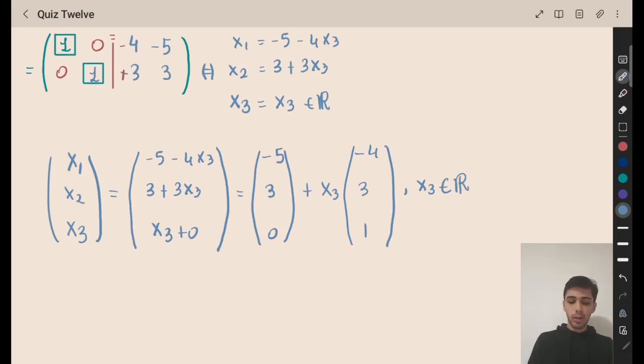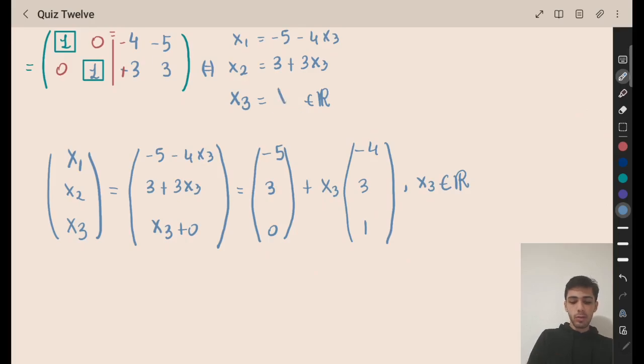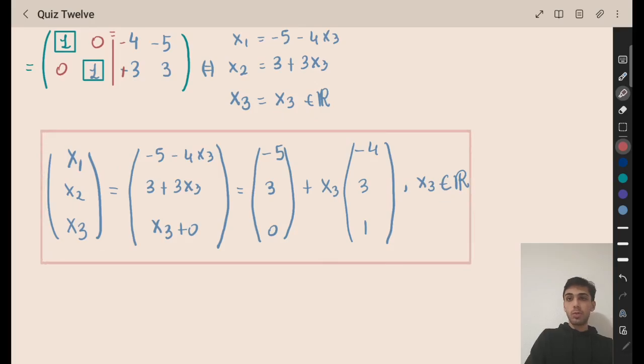Some people like to say, okay, let's set x3 to be some lambda, and I'll let this be lambda like this. But this is really just a matter of taste. I personally prefer the x3 one, because I feel like it's more straightforward. You're just saying that x3 can be any number. And with this, you should be able to obtain the solution.